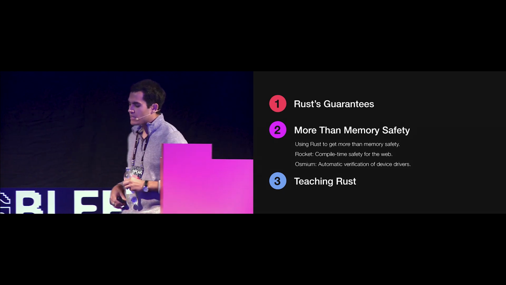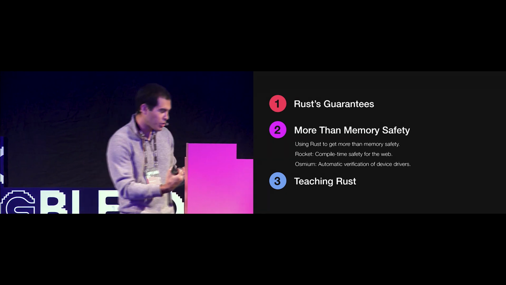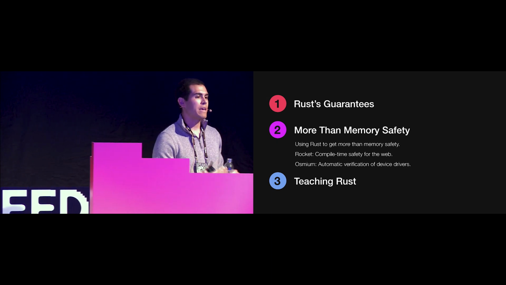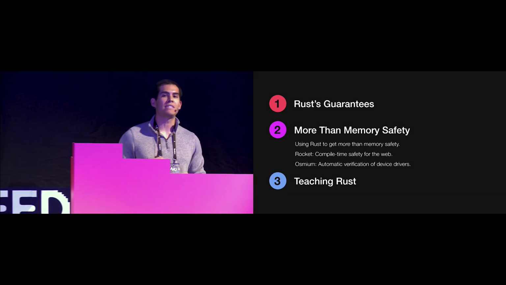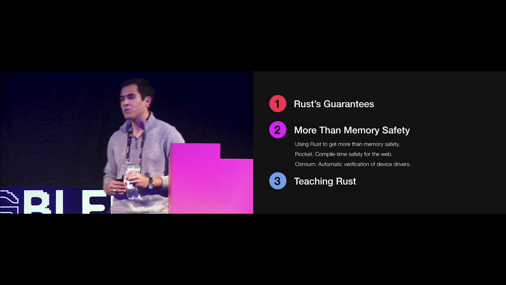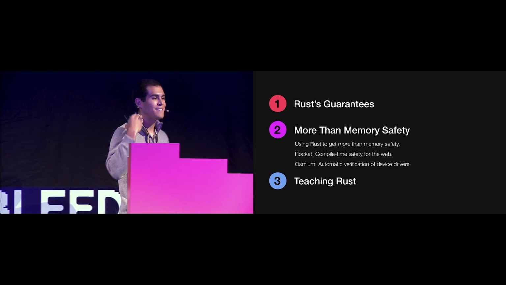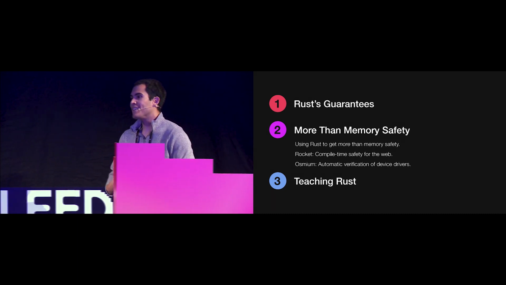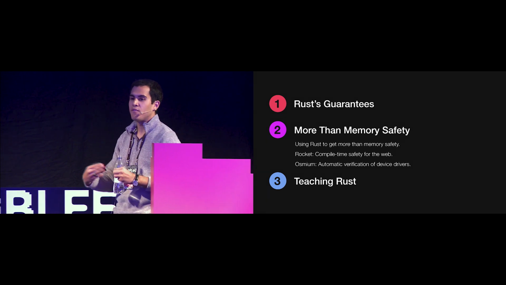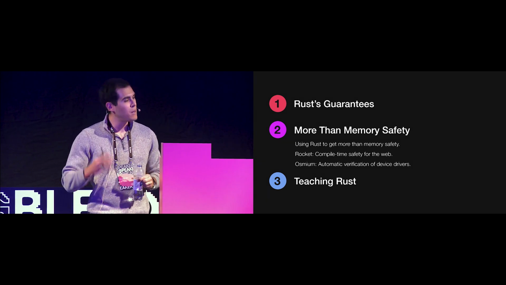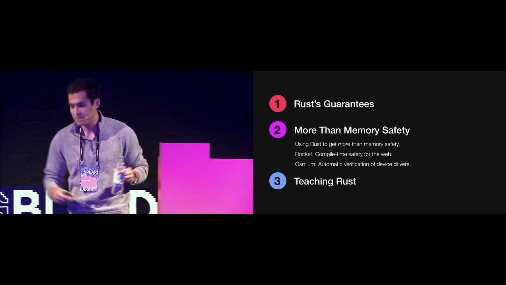Rocket is kind of cool because it has compile time security and safety guarantees for the web. Things like if your web application compiles, you will not have a CSRF attack. You will not have a cross-site scripting attack. You will not have a directory traversal attack. The thing compiles, these things are guaranteed. And Osmium, where you can write device drivers, and they will automatically be verified for you. I'm talking about formal verification. You write your device driver in a certain way, press the button, and it goes and verifies it for you.